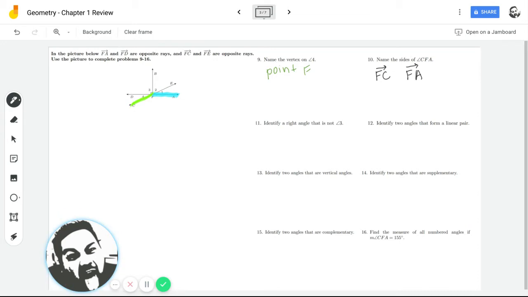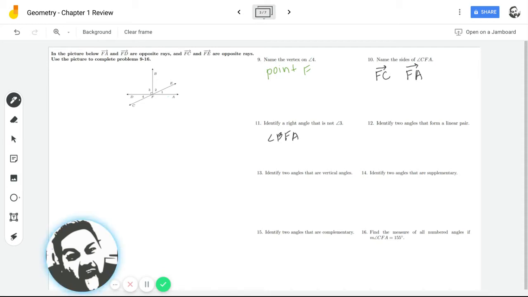Identify a right angle that is not angle 3. So we're looking for a right angle that is not angle 3. I don't want to use this angle. But the good news is, because this is a straight angle, we know this angle must be a right angle as well, because these two angles form a linear pair, so they have to add up to 180. So that angle is BFA, or AFB, either one works.